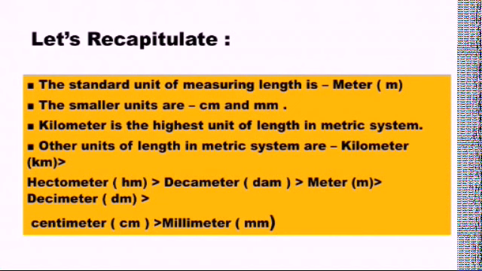Let us recapitulate what we have learned in this chapter. First, we have learned a lot of things like primitive measurement and modern age measuring tools. But the main thing we need to know is that we are doing long and short, and long and short is related to length. So we need to know the standard unit of measuring length. The standard unit of measuring length is meter.